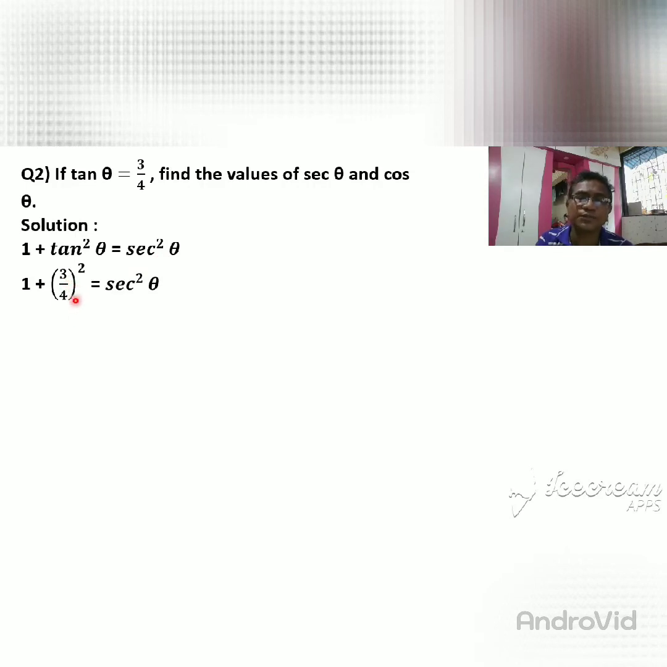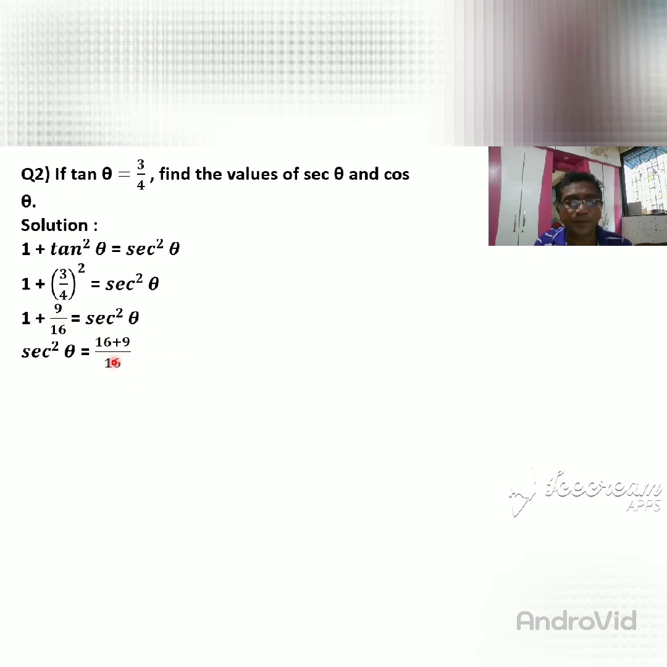So 3 square is 9, 4 square is 16. So 1 plus 9 upon 16 is equal to sec square theta. Here the denominator is not given, so the denominator is 1. Which number multiplied by 1 gives 16? The LCM is 16, so I write here 16. 16 ones are 16, so here is 16 plus 9.